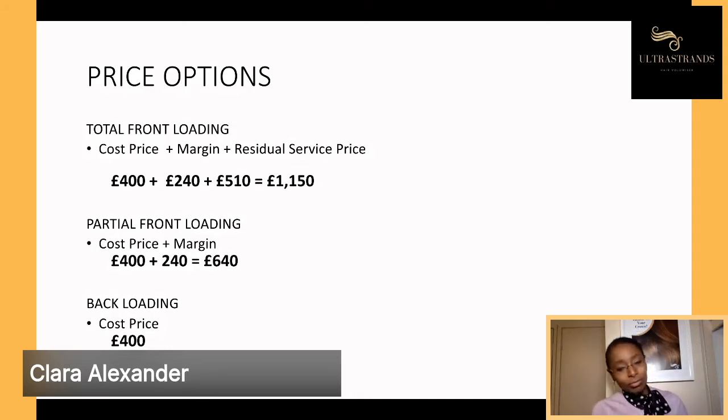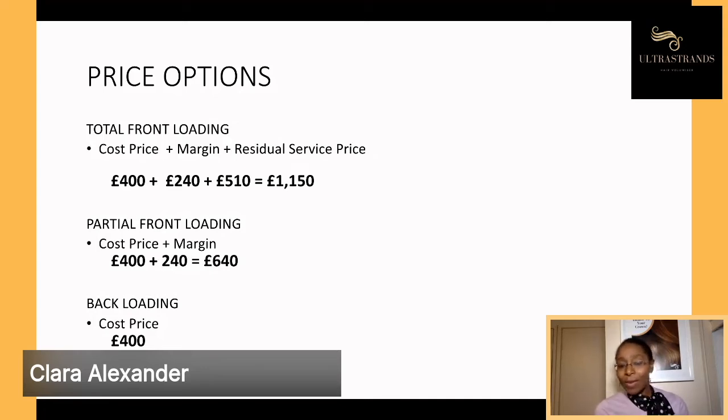Now, in this scenario, to calculate that front loading price, you have the cost price plus the margin plus the residual service price. So in this scenario, the cost price is £400 plus the margin, which is 240, plus the residual service price, which is 510, which gives you a total of 1,150. Now, if you look at that figure, 1,150, you might look at it and go, oh my God, that's quite a lot of money.